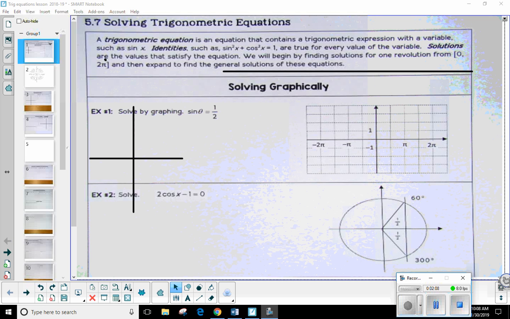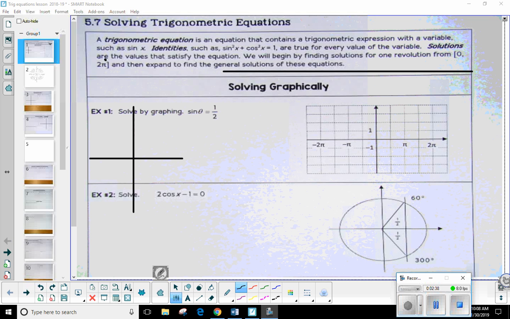Okay, well, let's talk about some trig equations. A trigonometric equation is an equation that contains a trig expression with a variable, such as sine of x. It could be any variable: theta, alpha, beta, any of those that we've used before. Identities, such as this Pythagorean identity, are true for every value of the variable. Solutions are the values that satisfy the equation. So you want the angle measures that are going to make this a true statement. And sometimes there could be quite a few.